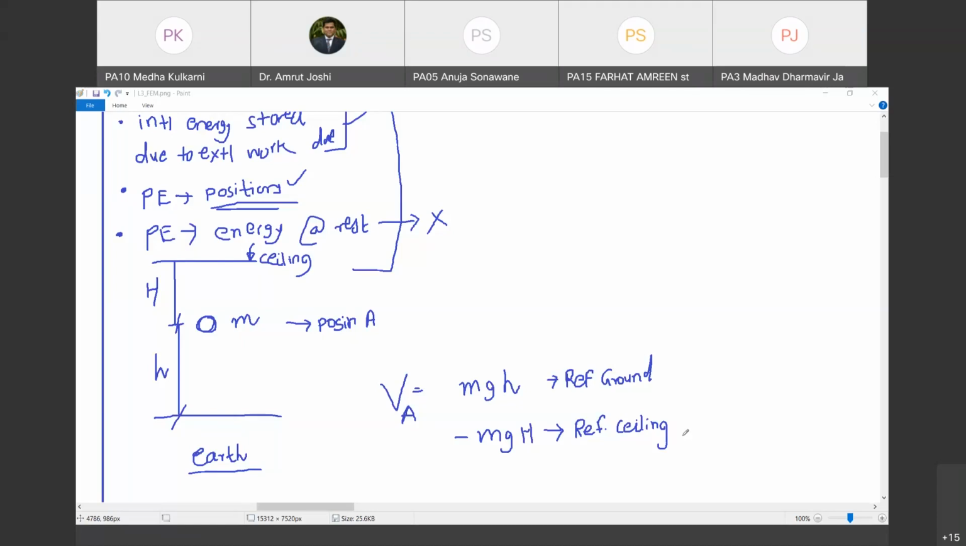साइन भी चेंज हो रहा है, मैग्नीट्यूड भी चेंज हो रहा है पोटेंशियल एनर्जी का, if you change the reference. And दूसरी चीज, the energy has been given the sign for the first time in our lives. Are you with me? Yes, sir.